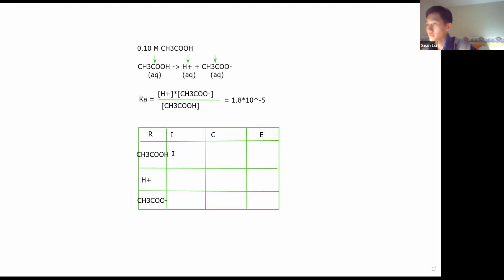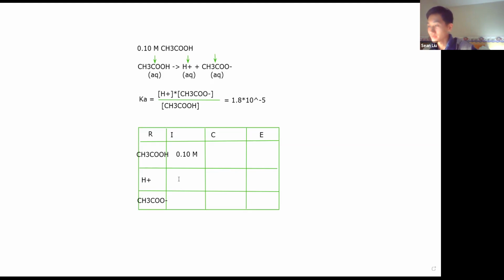What is the initial concentration of acetic acid? This should be given in the problem. 0.10 molar, yeah. What R stands for is reaction, initial, change, end. So typically you would write the reaction at the top and label it R, and then you have ICE going down. I didn't really do that because the reaction is up here. I already wrote it. So this is technically an ICE table, not a RICE table, but it's okay. This is just a basic idea. It's just meant to be an intuitive trick.